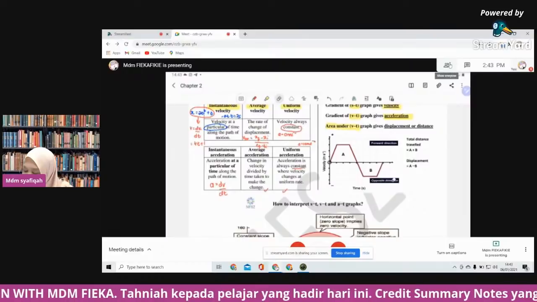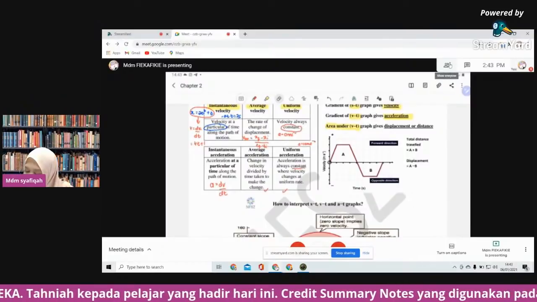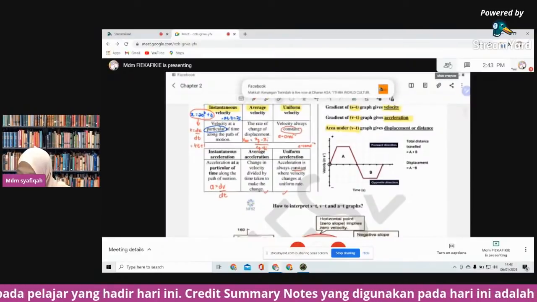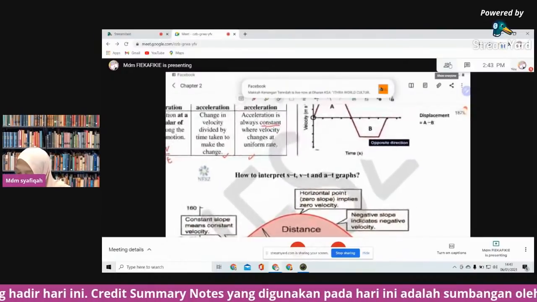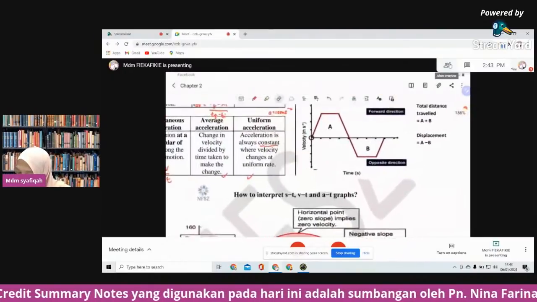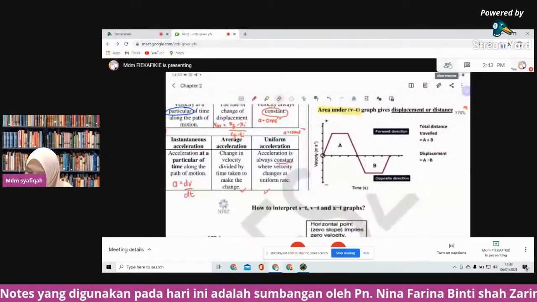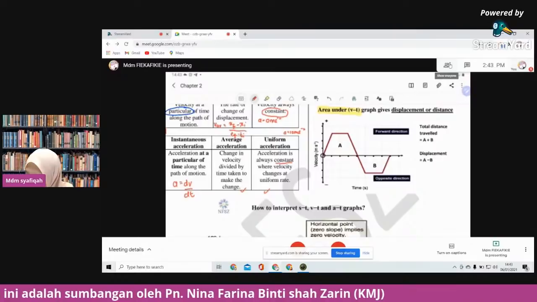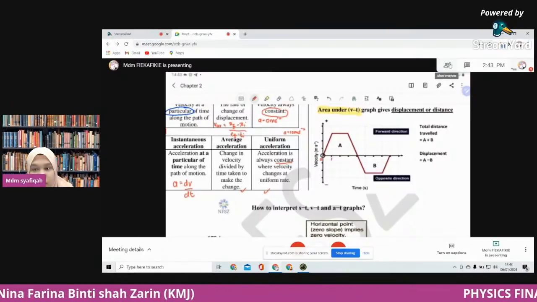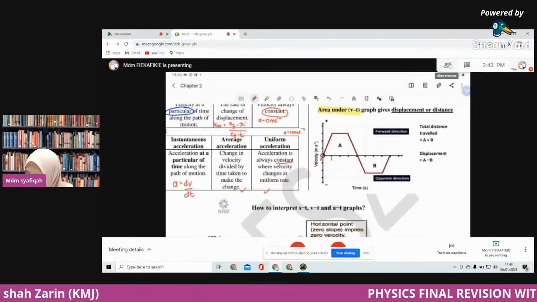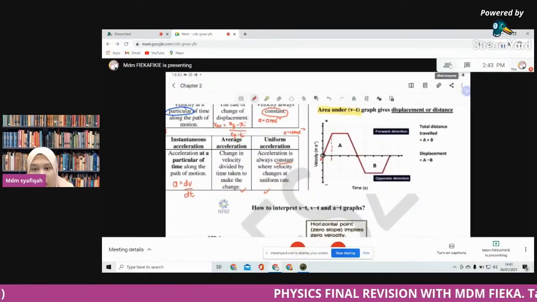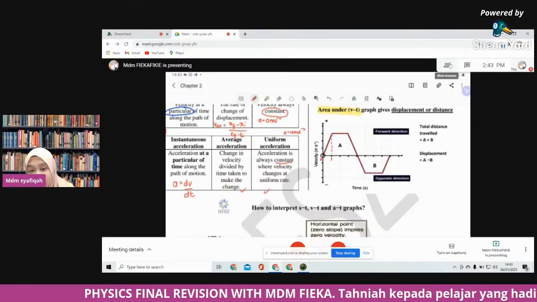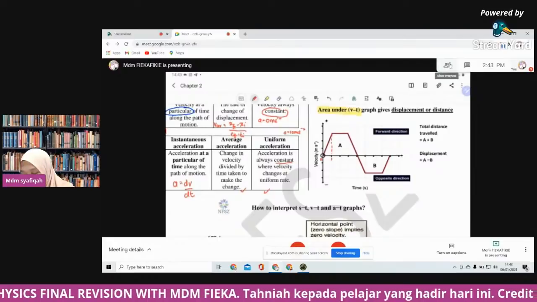Alright, so now this is a graph of V against T. Okay, look at this graph. Okay, let me zoom in a bit. Sorry. Okay, this one. So now look at this graph. We have a V against T graph. Let's say from here, from 0 to 1 second, for example, this is 1 second. You must know how to interpret the graph. You must know how to read what kind of motion is involved in the graph.